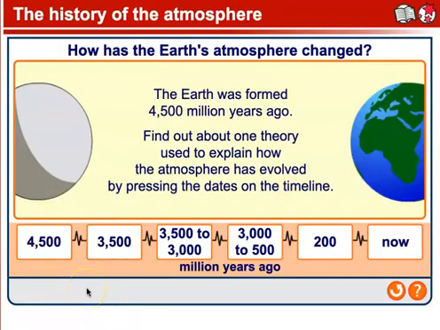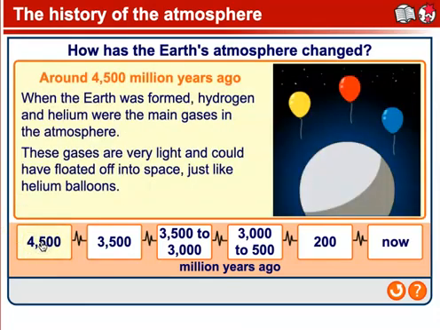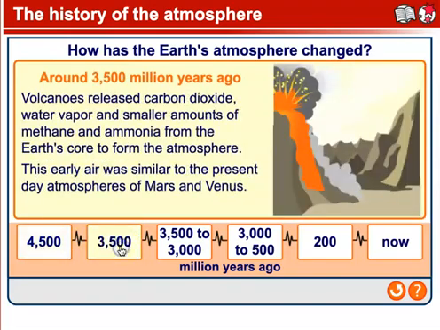The history of the atmosphere. How has the Earth's atmosphere changed over time? Scientists currently think the Earth is around 4.5 billion years old, or 4,500 million years. So starting at the beginning, around 4.5 billion years ago, when the Earth was formed, hydrogen and helium were the main gases in the atmosphere. These gases are very light and could have floated off into space just like helium balloons.